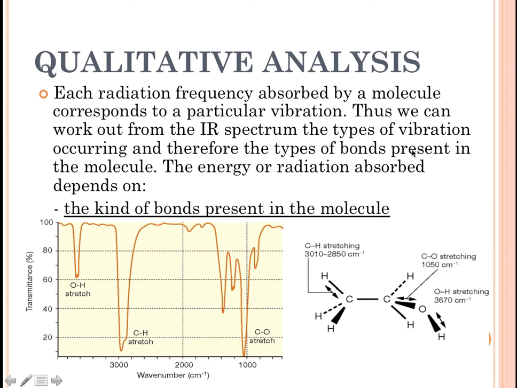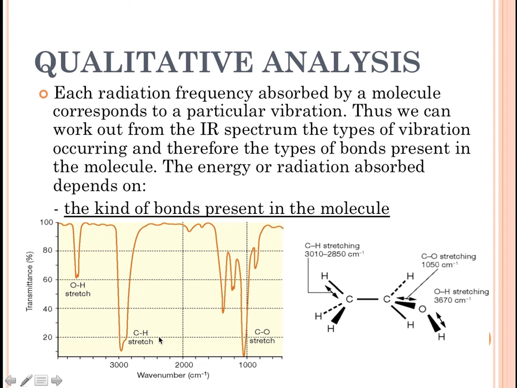Now we can use IR for qualitative and quantitative analysis, and we normally use it for qualitative, to tell us what is present. So we would look for certain stretches. Here, for instance, we might see an OH alkanol stretch. We might see a CH stretch.